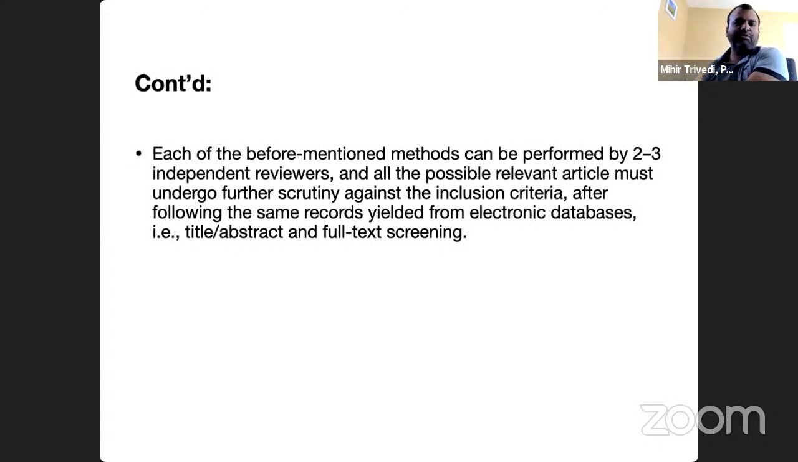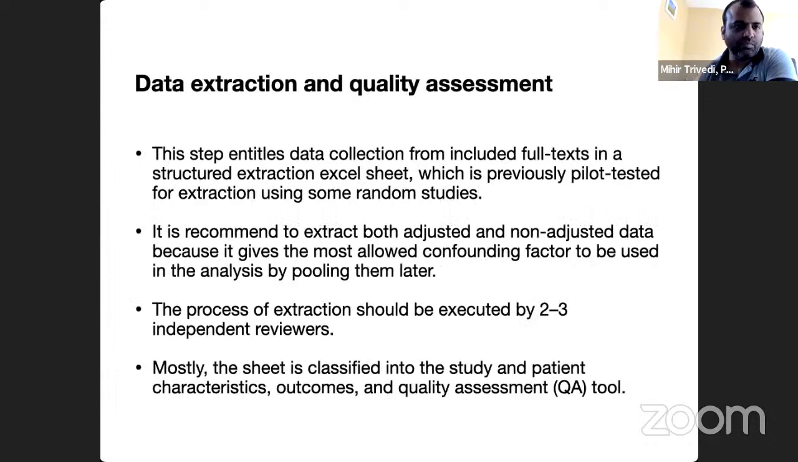Each of the aforementioned methods can be performed by 2 to 3 independent reviewers, and all the possibly relevant articles must undergo further scrutiny against the inclusion criteria, following the same process as records yielded from electronic databases. That means, for example, title or abstract and full text screening.